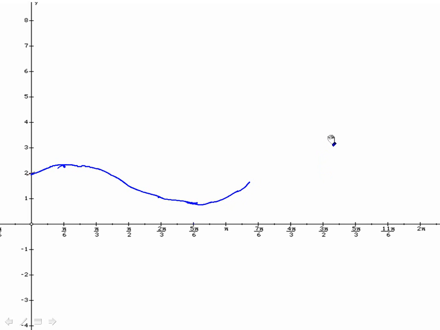Now 3 pi over 2, I think we got that y value to be about 4.7. So we're up there, and then it shifts over to concave down again. So it's not a beautiful looking graph. It actually ends at 2 pi for our sake.